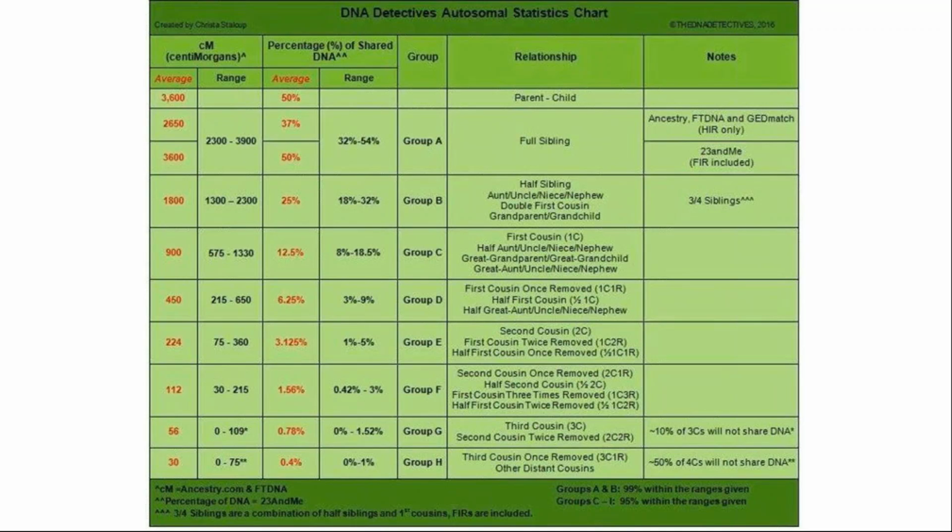You can see that there are several groups there. Now I point this out because let's look for a minute at group C, where it says first cousin. I often have somebody show up as a first cousin to me, and really there are other relationships that need to be accounted for. The same number of centimorgans, if you look, the range is 575 to 1,330. If you look at that range, you can see that the same amount of centimorgans could also indicate a half aunt, uncle, niece, or nephew, a great grandparent, a great grandchild, a great aunt, uncle, niece, or nephew. This is important because Ancestry may identify someone as a potential first cousin. You know that person is not a first cousin, but there are other relationships that are possible. And the fewer centimorgans that are involved in the match, the more possibilities there are as to what your relationship could be with them.